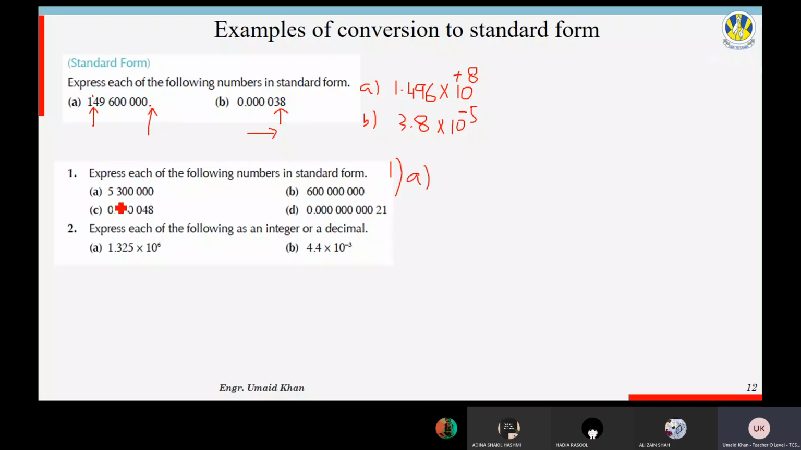Okay. Now apply this rule to this part. 5, 3 and another 5 zeros at the end. I want 5.3 multiplied by 10 raised to the power 6. Wait, I want to involve other students as well. Hadi and Umezara, can you tell me the answer to first part A? Try even if it's wrong.